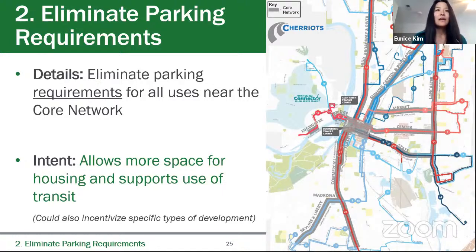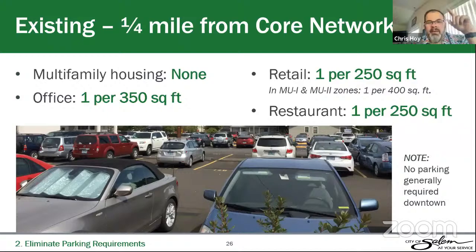Or we could say, if we wanted to incentivize mixed use development, you don't have to do it as long as you have a mix of housing and commercial. So this could be a tool as well. So these are, go ahead.